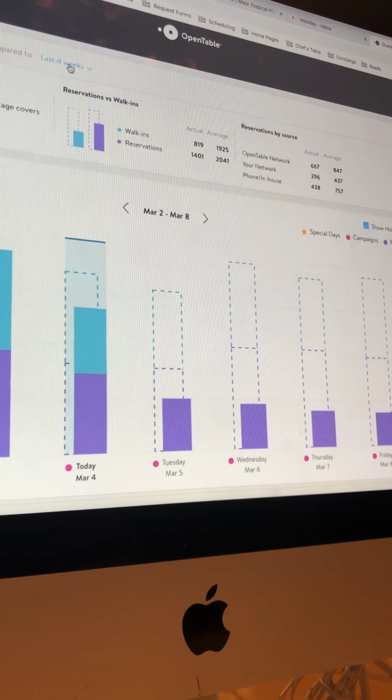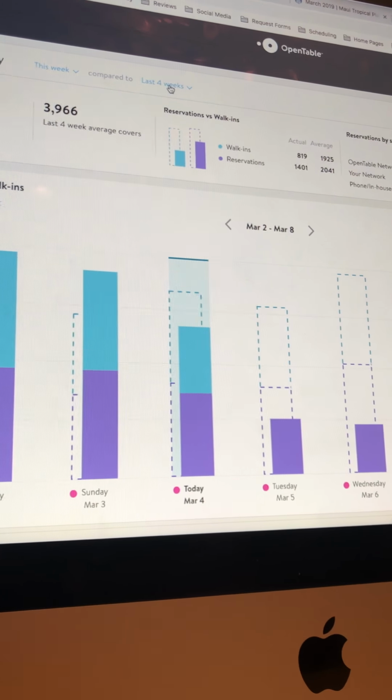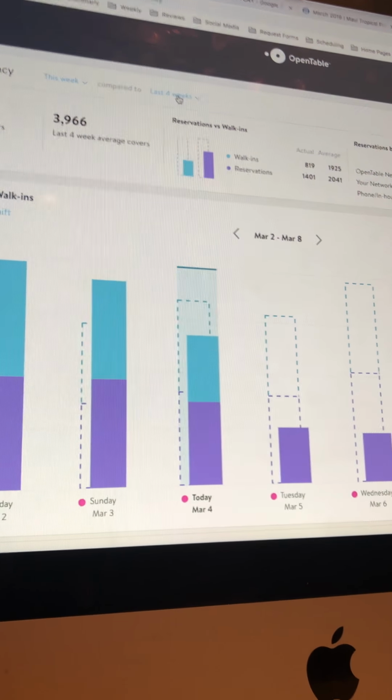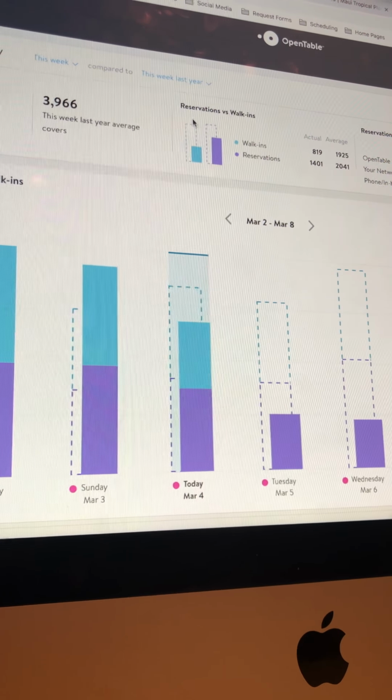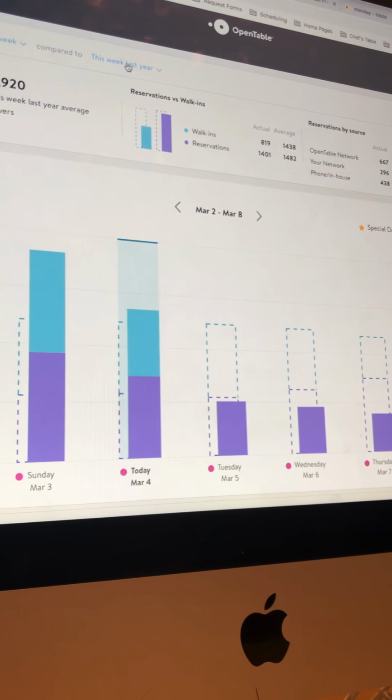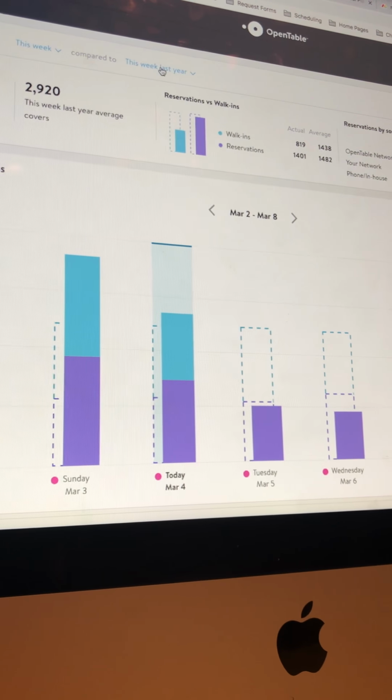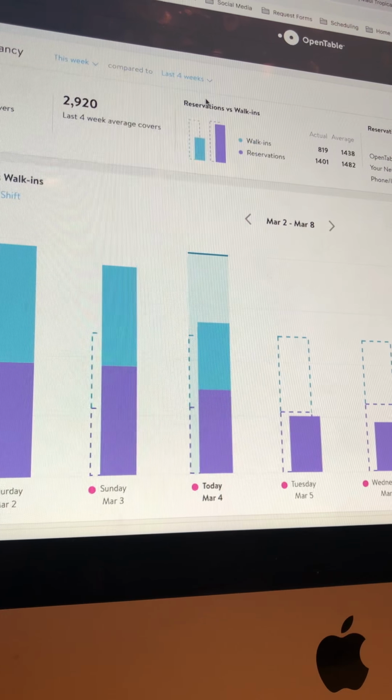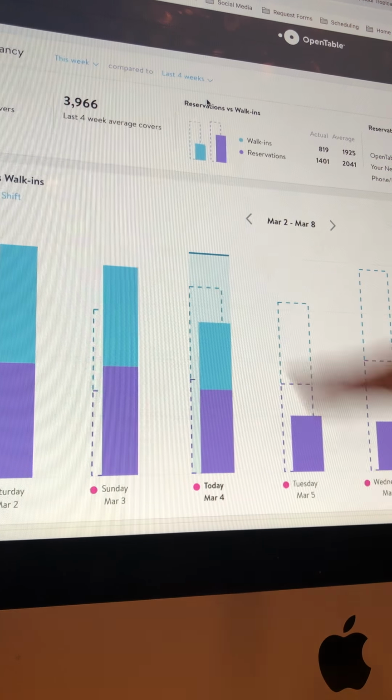But when there comes a holiday, say it was Christmas Eve, it would be valuable to look at this week last year and see what type of things we did on this specific holiday or specific day last year. That'll just give you some sort of indicator to go from.